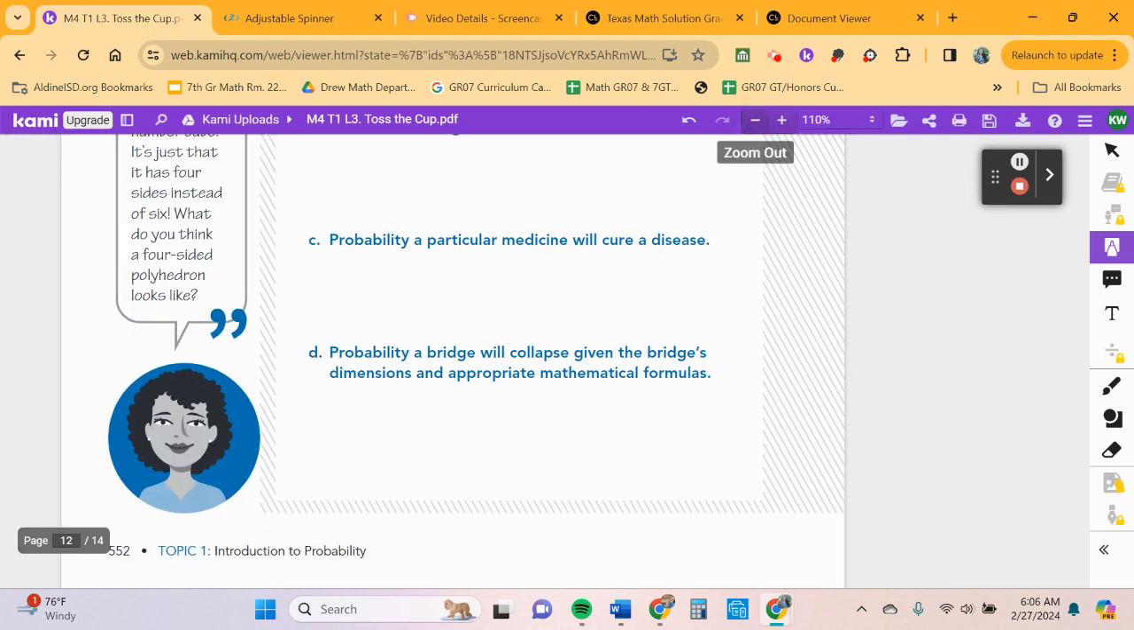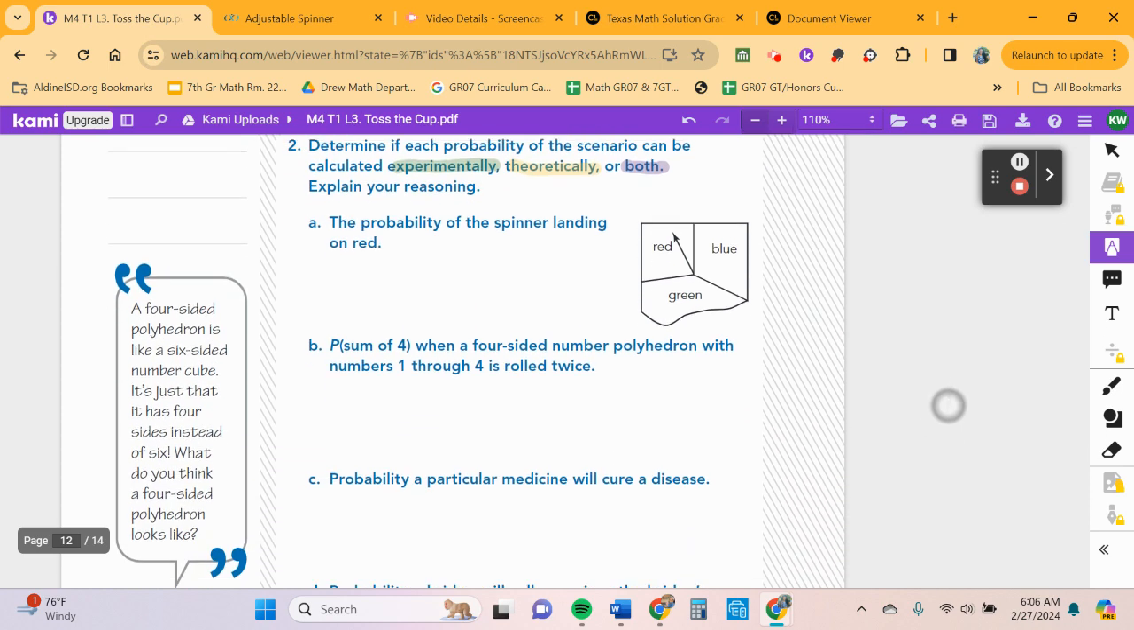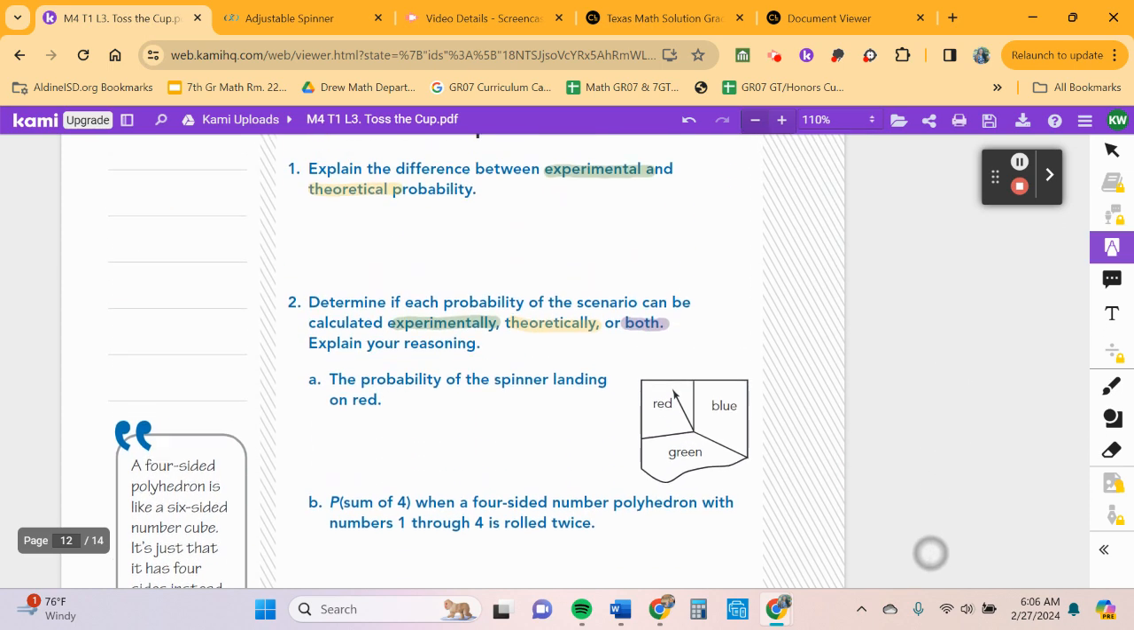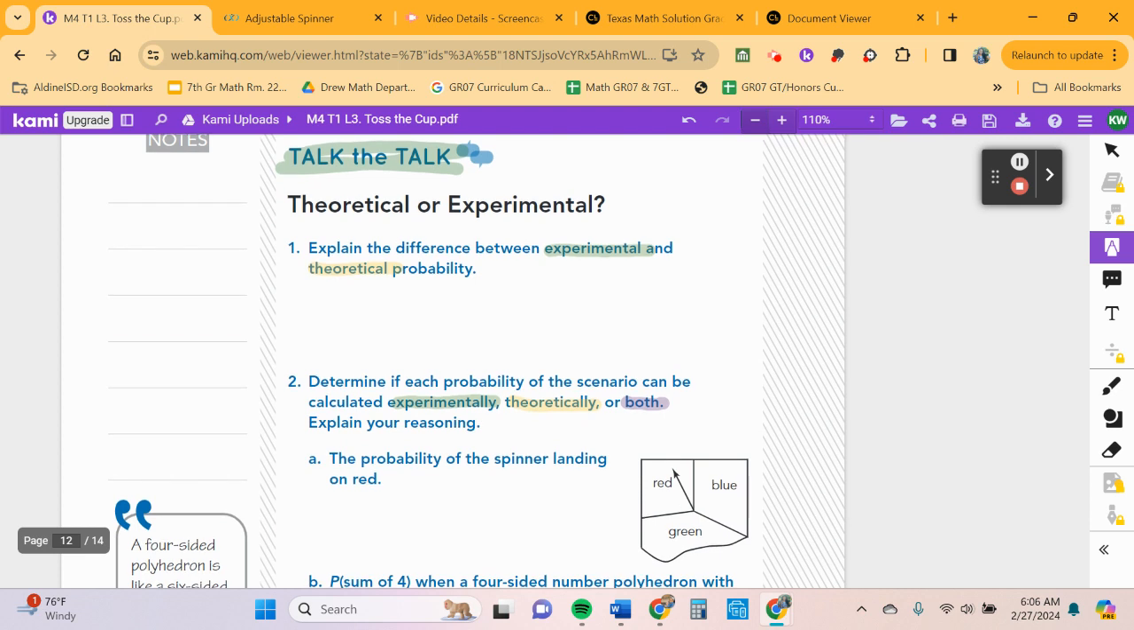So, again, you're going to answer questions 1, 2, A, B, C, and D on your own or with a partner to see if you, in fact, understand today's learning. So set a timer for about 5 minutes max, and go ahead and complete this entire page. Pause here.